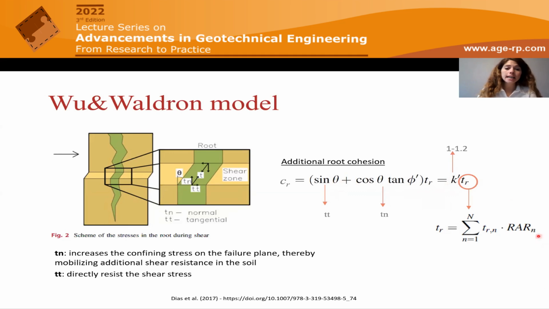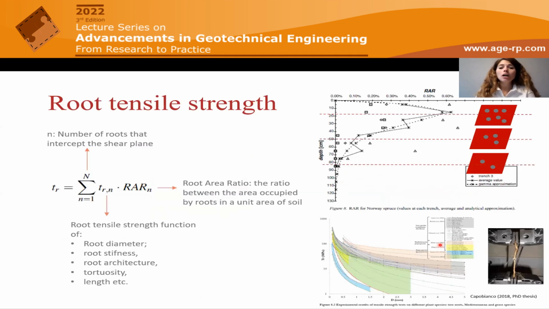But if we look more in detail at the tensile strength of roots, this is given by the sum of the tensile strength of the single roots that intersect the failure plane that belong to a specific diameter class, multiplied by the root area ratio, which represents the surface occupied by the roots per soil unit. So here you see a schematization of the root area ratio, which decreases with depth because the root density is naturally decreasing with depth.